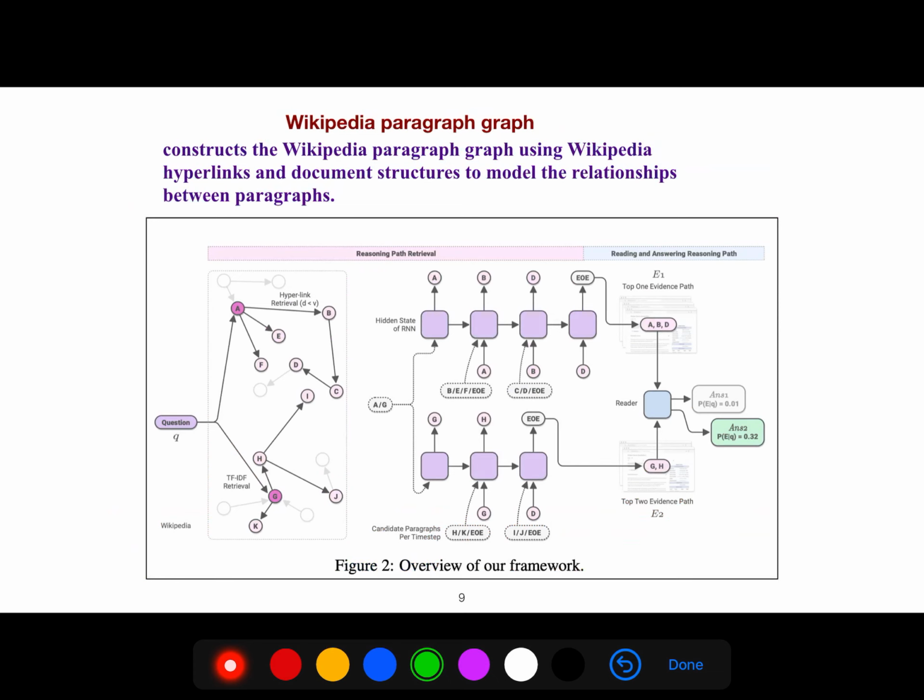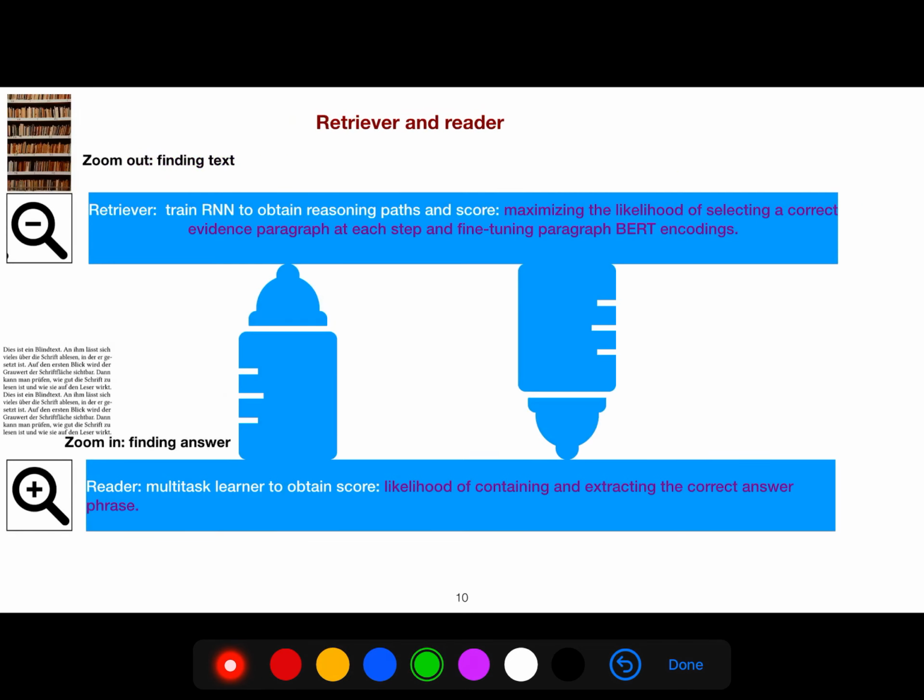And this is the Wikipedia graph. We construct the Wikipedia paragraph graph using Wikipedia hyperlinks, as I said, and document structures to model the relationship between the paragraphs. So it's different from a knowledge graph where each node is an entity. Now each node is just a paragraph. And so we have a retriever. As I said, zoom out. There are lots of documents, lots of books, but in this.